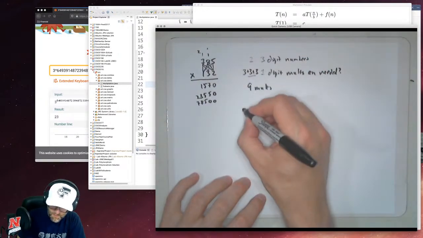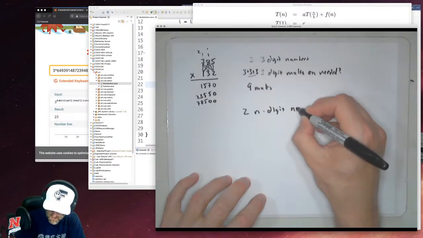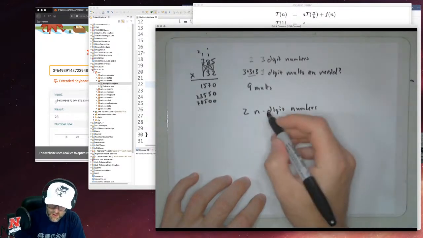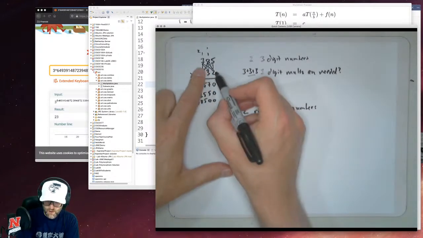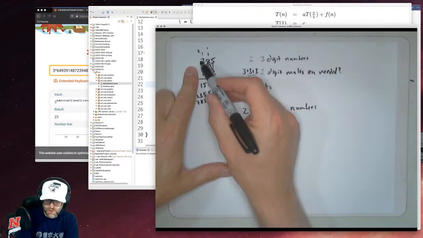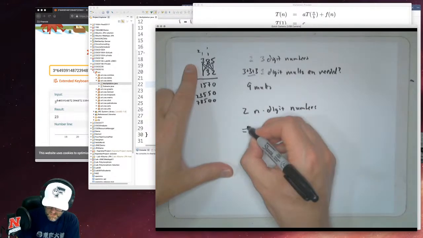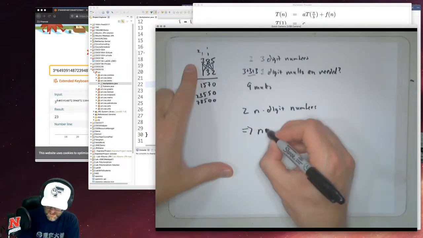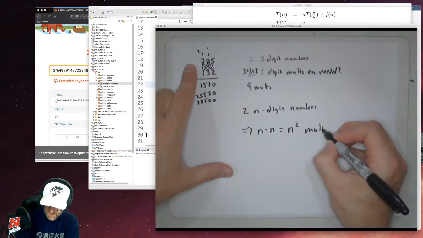If I gave you 2 n-digit numbers, for the first digit, you'd need to do n multiplications. For the second digit, you would need to do n multiplications. Third digit, n multiplications. Fourth digit, n multiplications, etc. So this is going to lead to n times n, or n squared, multiplications.